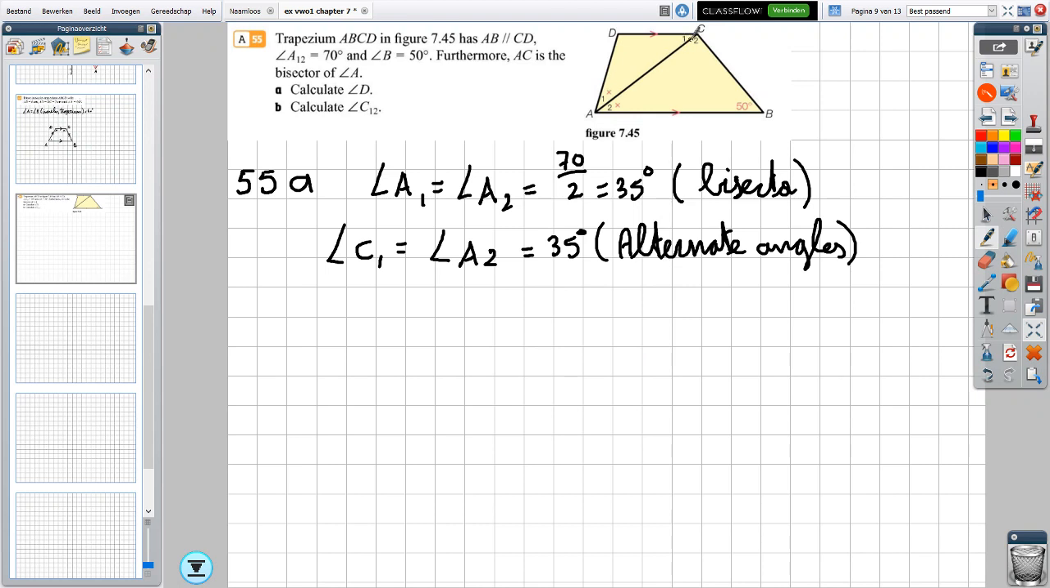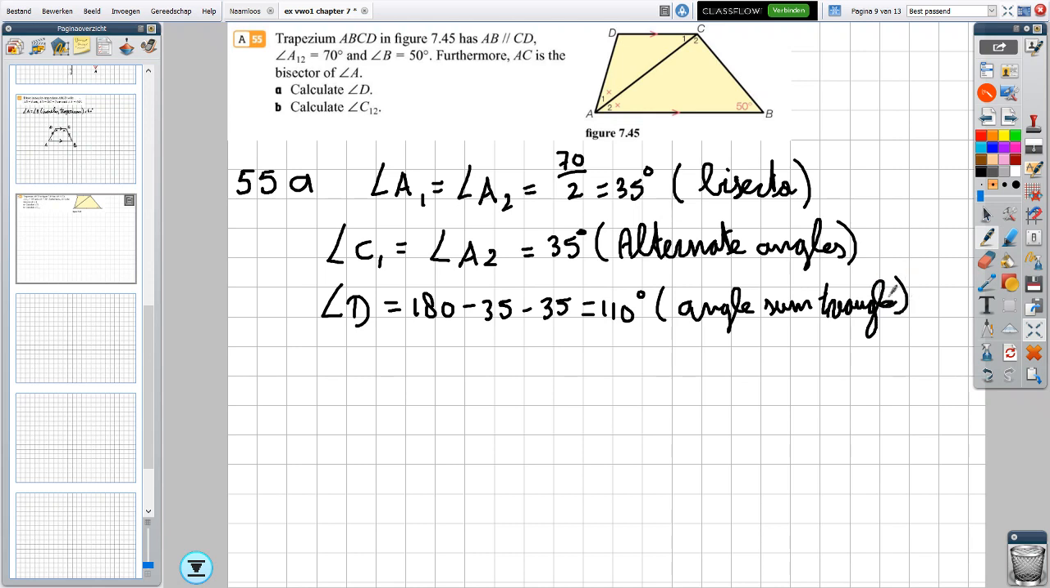I know A1, I know C1, so angle D I can now calculate using the angle sum method. So 180 minus 35 minus 35 gives me angle D being 110 degrees. How? Remember to always write this down, right? In this case, because of the angle sum of the triangle. Triangle. You can read this. This is triangle. It's not really readable, but it's triangle. Okay, so that gives me angle D.